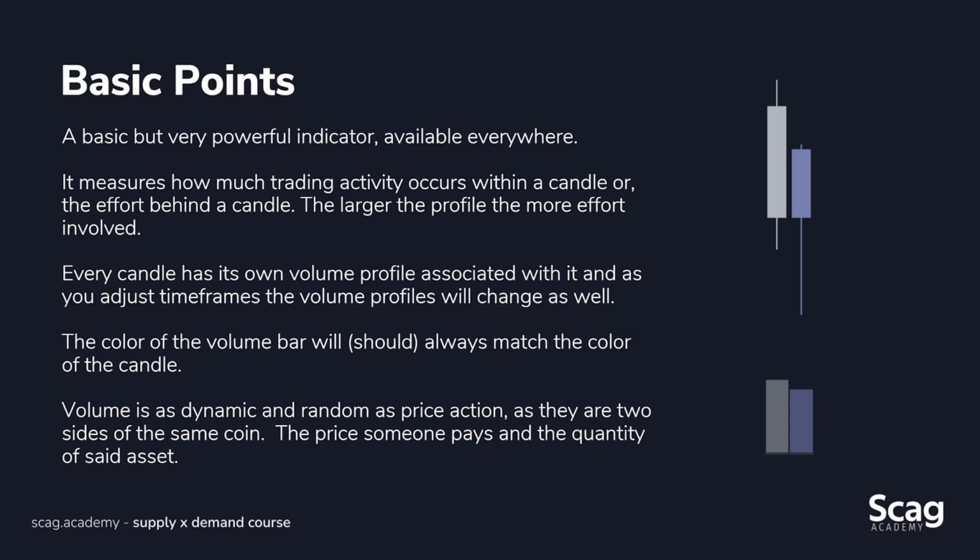Now, the last thing I want you guys to know is that volume is as dynamic and random as price action. This just meaning that they are two sides of the same coin, right? The price someone pays, right? That is the price action, the actual price someone pays. And the volume is the quantity of said asset, right? How much they're buying, how much they're selling, or the effort behind the total order that they are putting into the market.